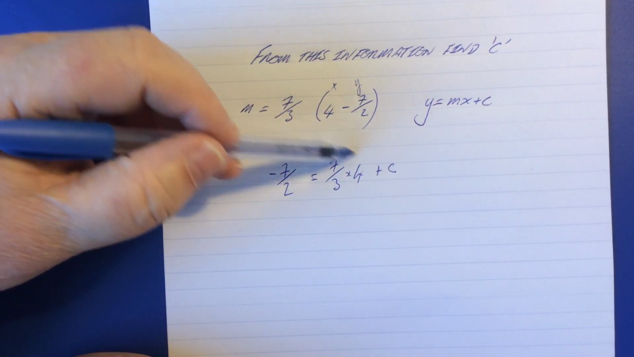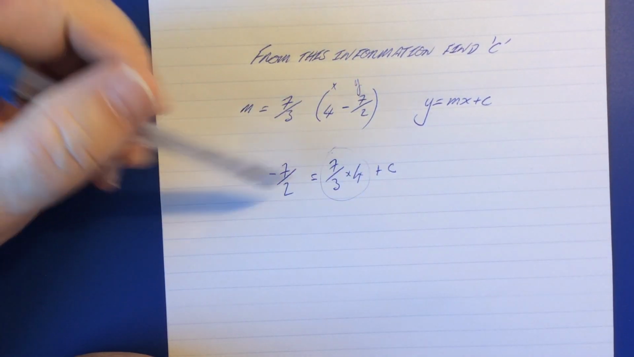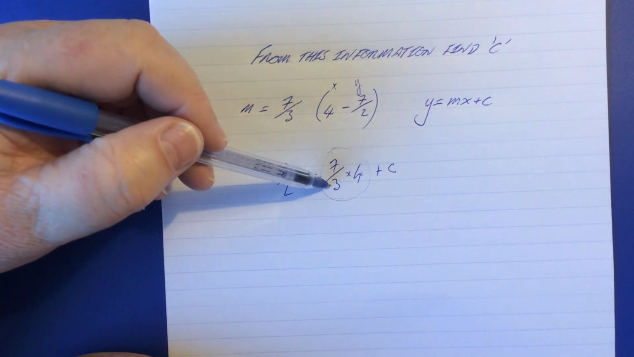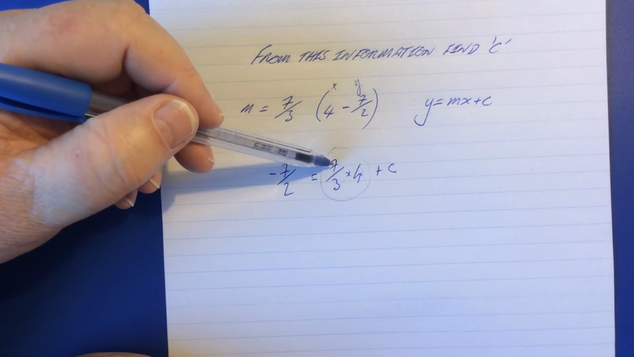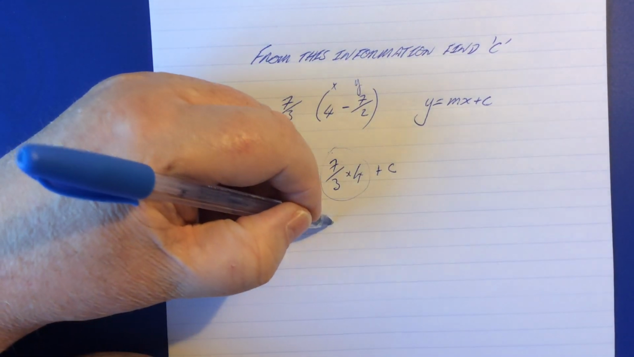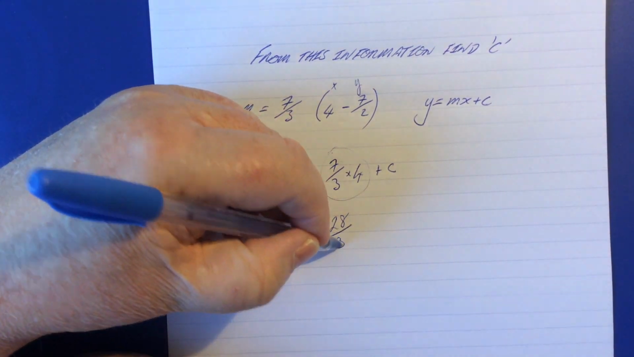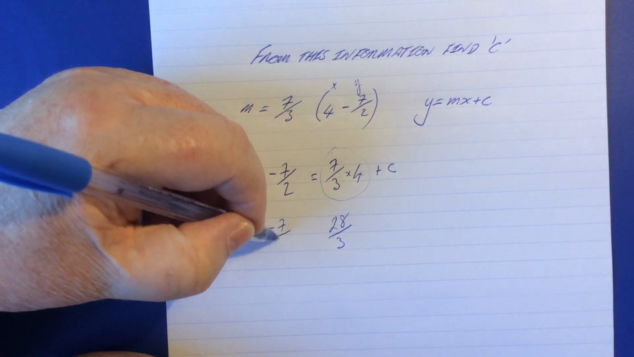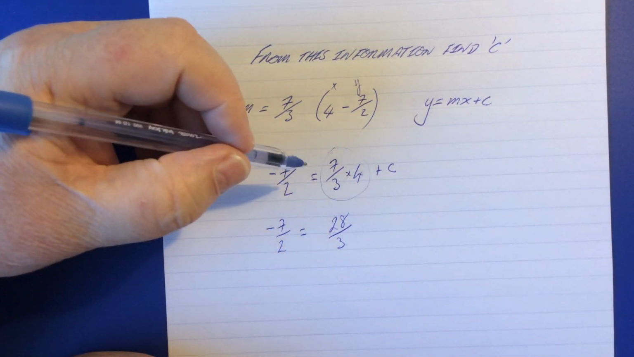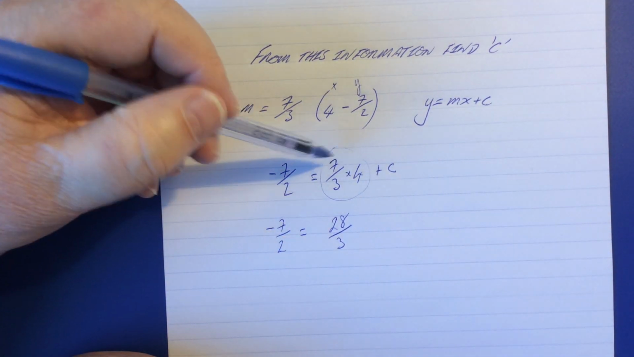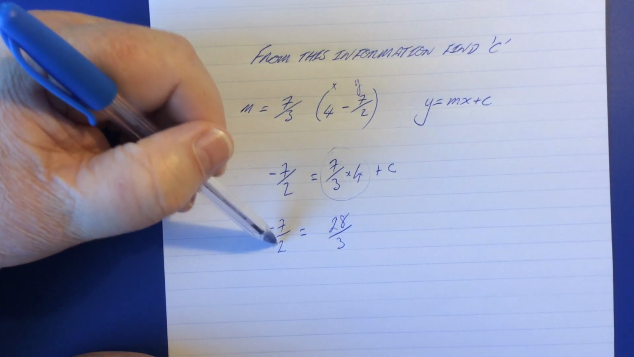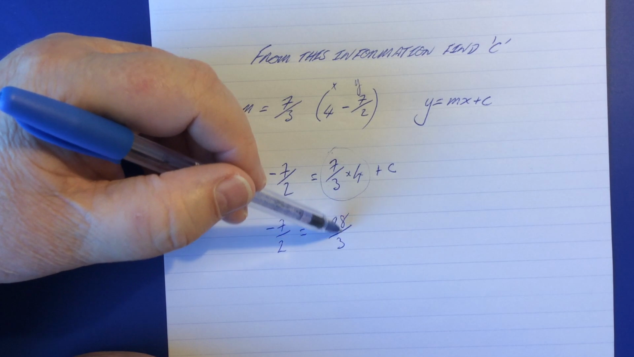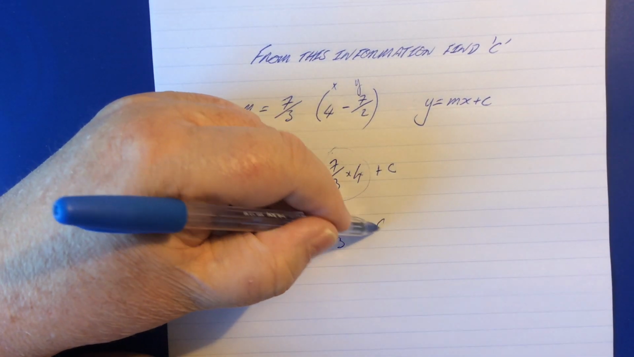Okay, well, first job, we'll deal with this. 4 times 7 on 3, 7 fours are 28. So this is 28 on 3. And this remains negative 7 on 2. So what we know now is that negative 7 on 2 is equal to 28 on 3 plus something.